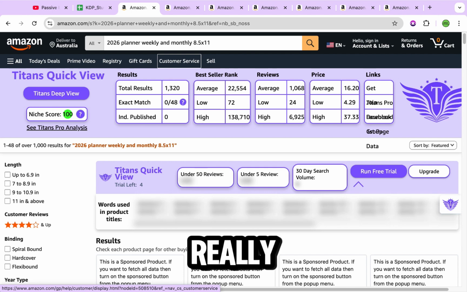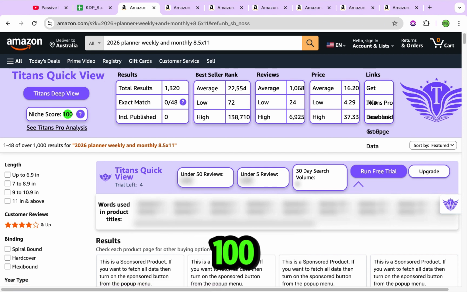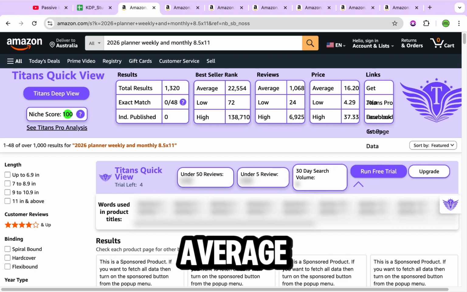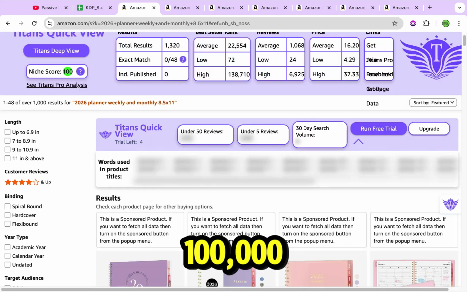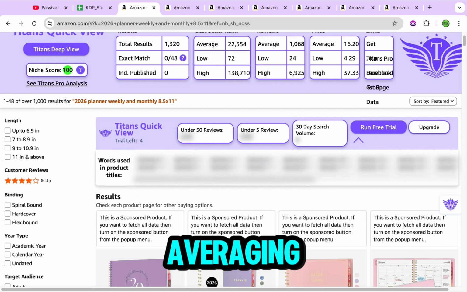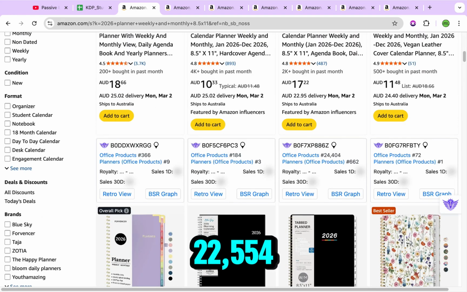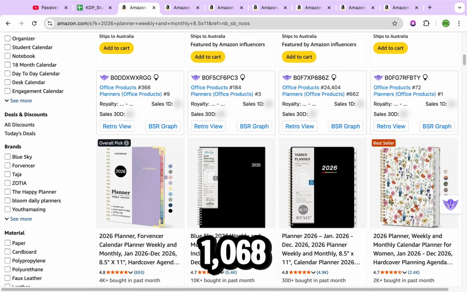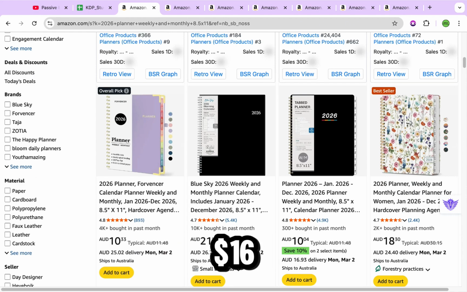And it has a really powerful niche score of 100, the highest on the scale. Also, the total results are 1,320. They are below 5,000. The average bestseller rank is also below 100,000, and it is currently averaging 22,554. Average reviews are 1,068. And average price is $16.20.